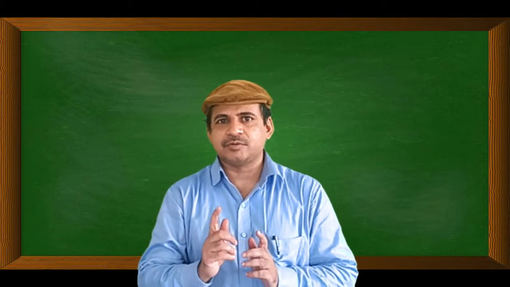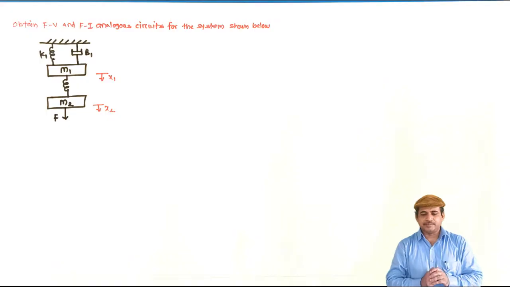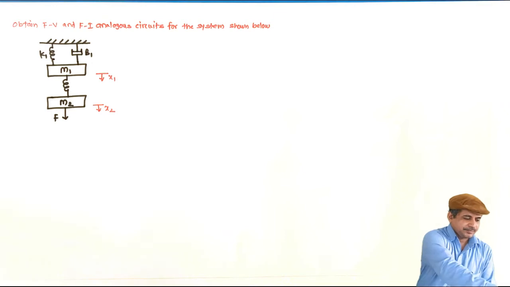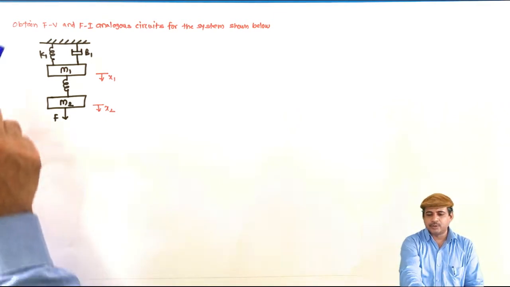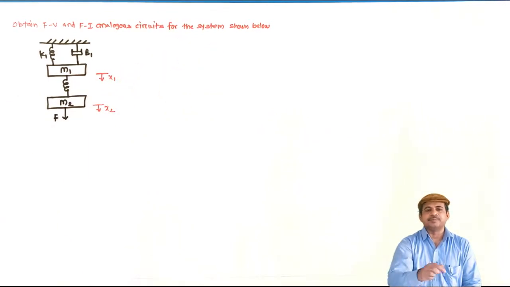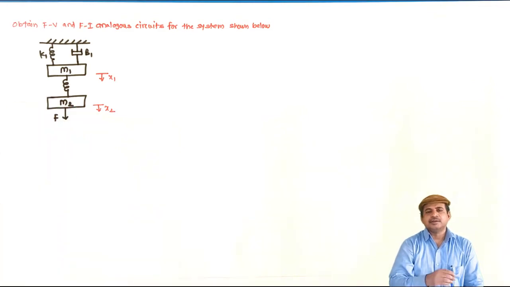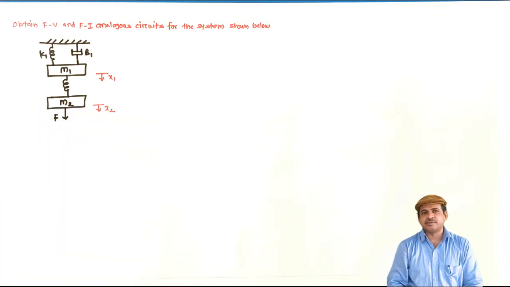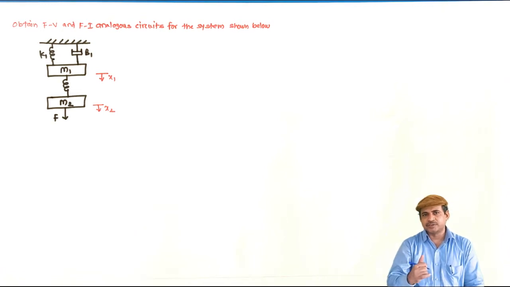So let us start with one example. Here we have to obtain force to voltage and force to current analogous circuits for this system. The procedure is that first we obtain the differential equations for this system, then apply the analogy, obtain the differential equations in the electrical domain, and from those equations draw the networks or circuits.